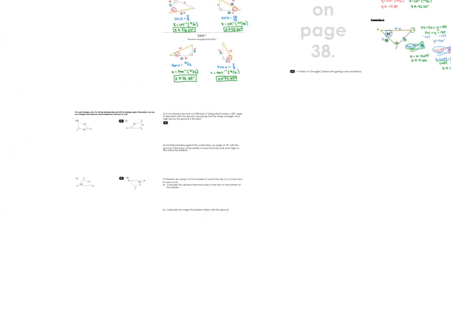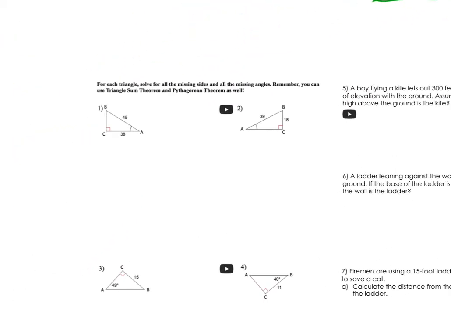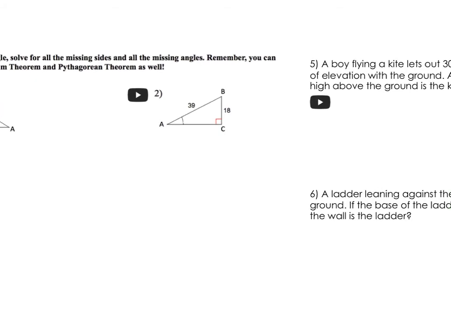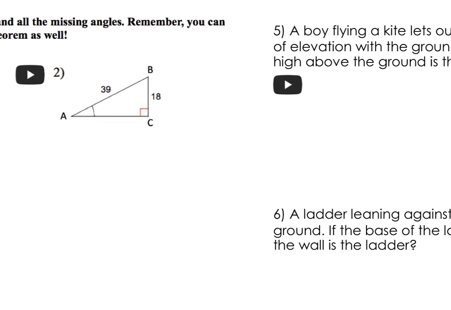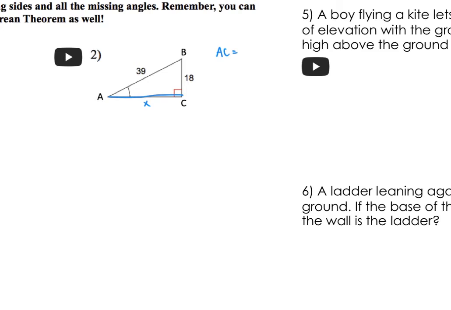All right, so now let's take a look at a couple of the practice problems. Looking at number 2, we're going to solve for all the missing sides and all the missing angles. The first thing I'm going to do is solve for AC, which is the missing side. I'll call that x, and I'm going to use the Pythagorean theorem. So x squared plus 18 squared equals 39 squared. So this is going to be x squared plus 324 equals 1521.